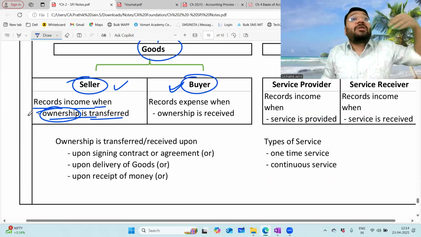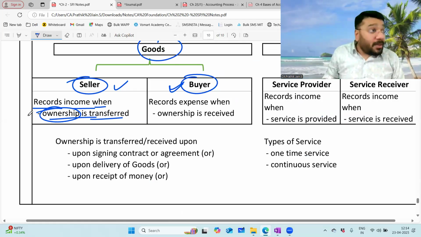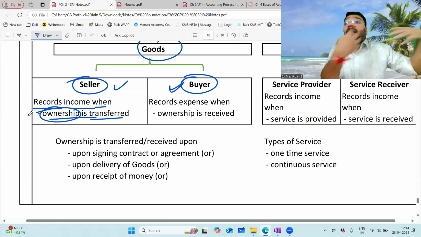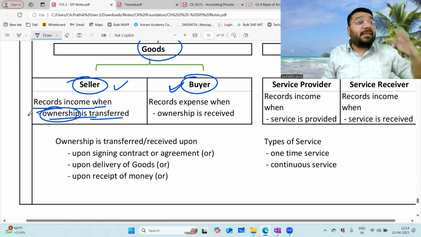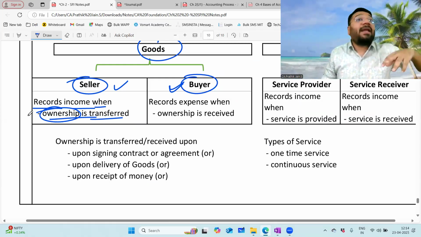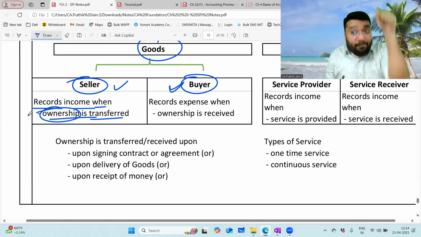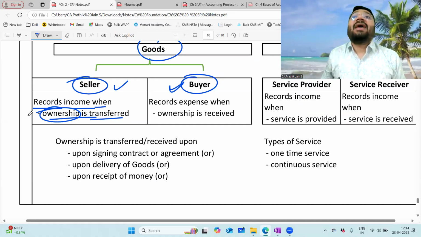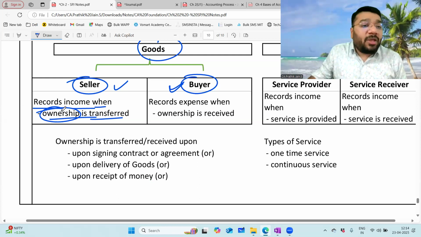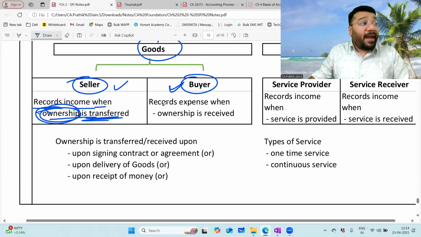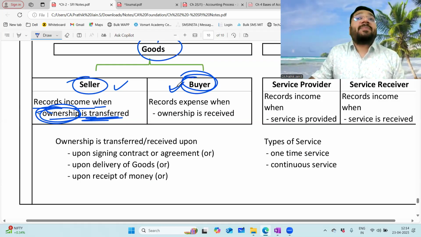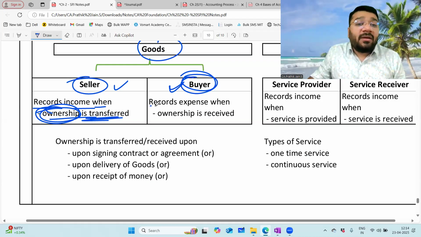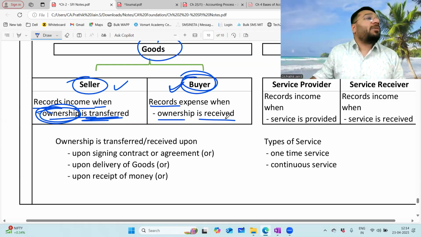When we say that the ownership is transferred to somebody else, that is the point when my goods have gone out of my control to the other party. It is under the control of the buyer. That is when I say my income is earned. At the very same point, the opposite person will record his expenses. So record income when the ownership is being transferred by the seller. Buyer will record his expense at the very same point when the ownership is received.